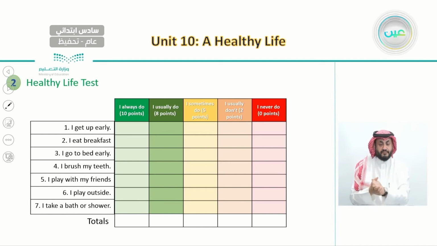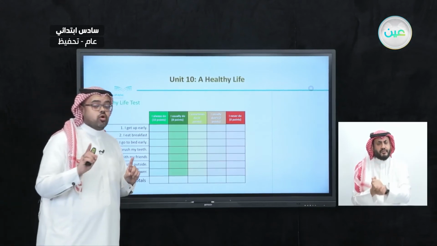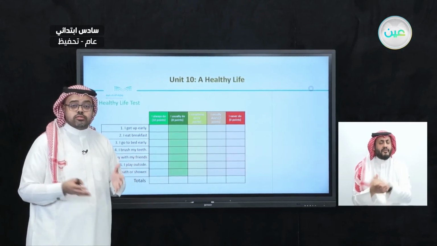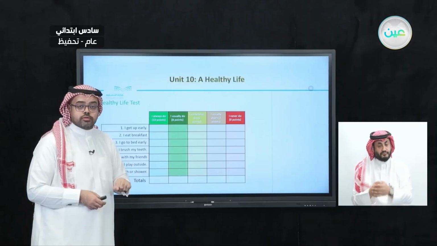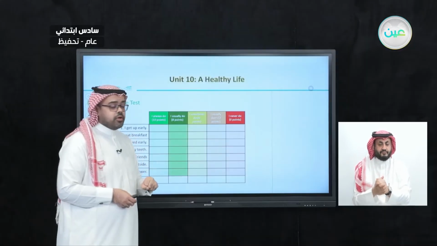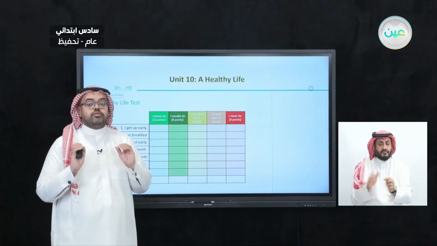If we're going to talk about different activities, if you are doing these activities, then you need to tell us about the frequency. How many times are you doing these things? If it's the first one, I always do, then you will have 10 points. If it's the second one, I usually do, you will have 8 points. If it's this one, I sometimes do it, you will have 5 points. And here, I usually don't, you will have 2 points. And the last one, if you never do it, you will have 0 points.